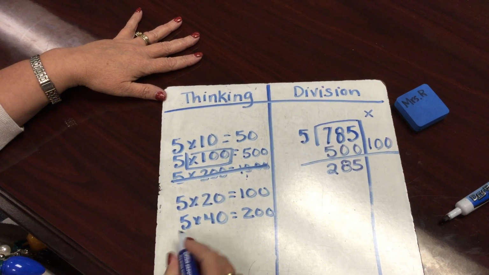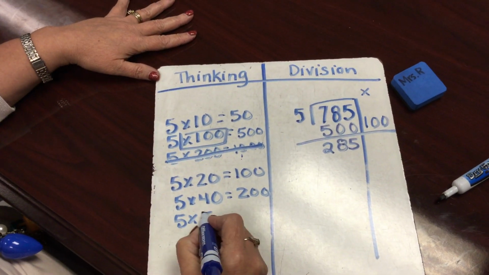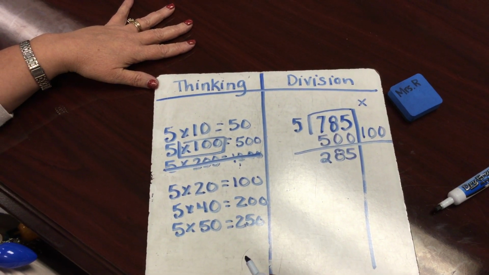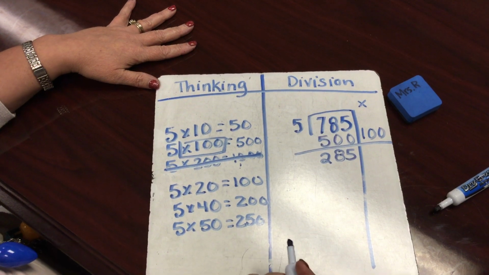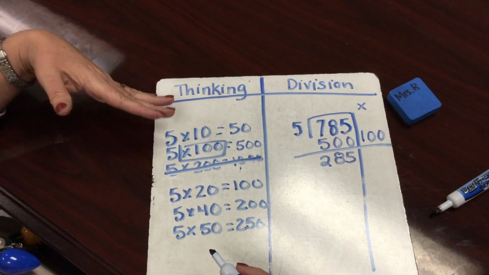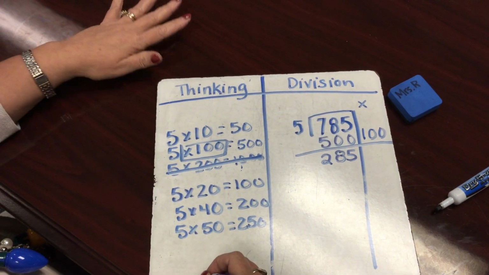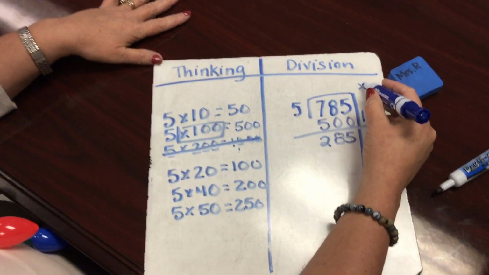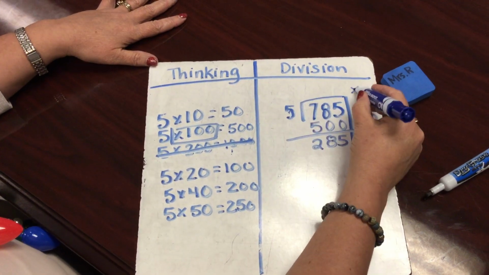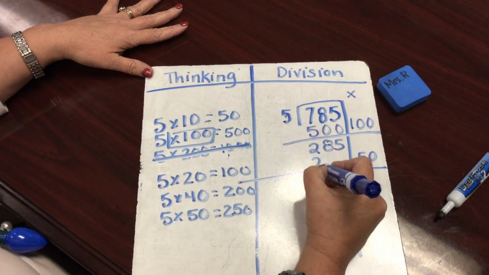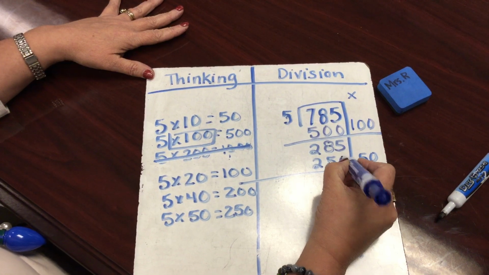Let's see if we can get a little bit closer. 5 times 50 is 250. That's really close. If we went one more, it would be 300. That'd be too big. Eventually, the kids will get to the point they can do this in their heads. Right now, we're just scribing our thinking. So we're going to use 5, and I always touch 5 times 50, which gives us 250.